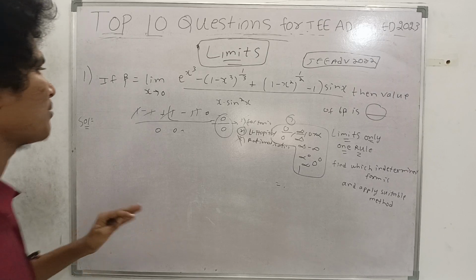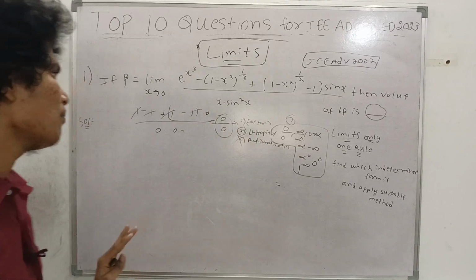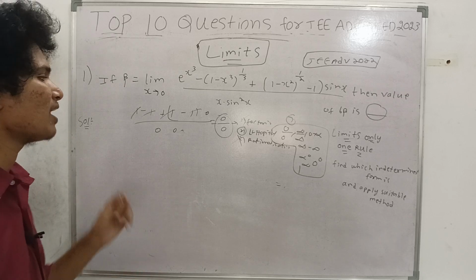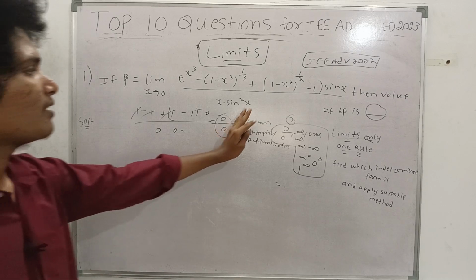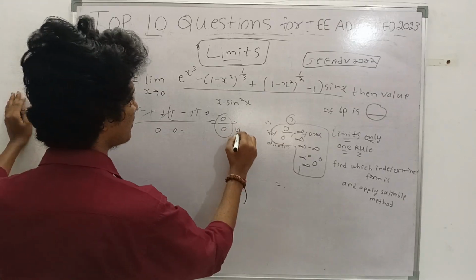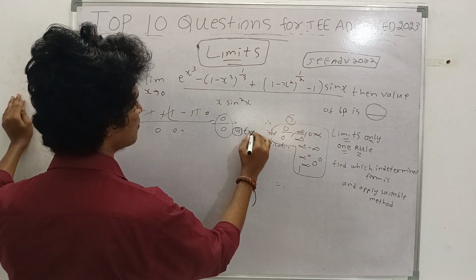L'Hopital will definitely work here because it is 0 by 0, but if you apply it, it is very difficult to find the answer. That is the reason I am rejecting these 3 options, and now I am applying the 4th method, that is the important method, expansion.